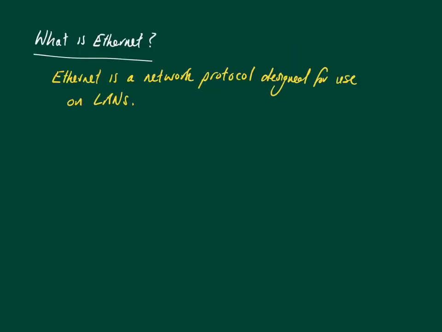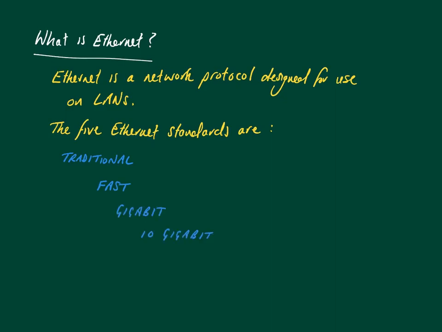So let's start by looking at what is Ethernet. It's just a protocol that's designed for use primarily on LANs. It's got 5 standards, and these have evolved over the years. The 5 standards are traditional, or the first version. Then there was fast Ethernet, gigabit Ethernet, 10 gigabit Ethernet, and 100 gigabit Ethernet. And they are gradually increasing in transfer speed.